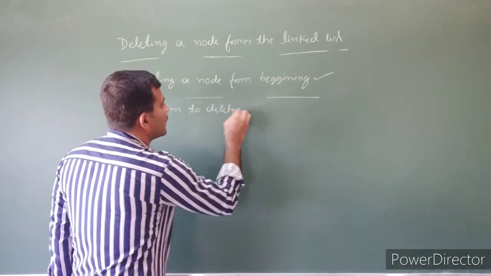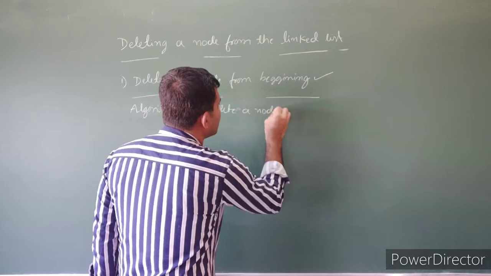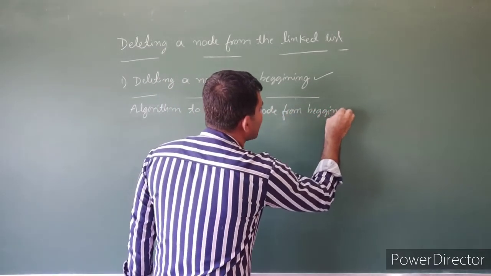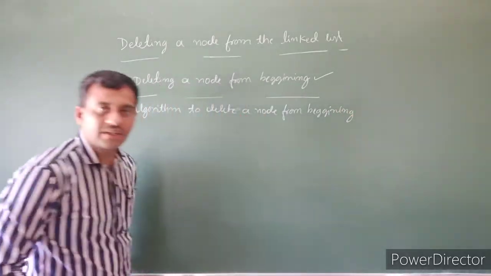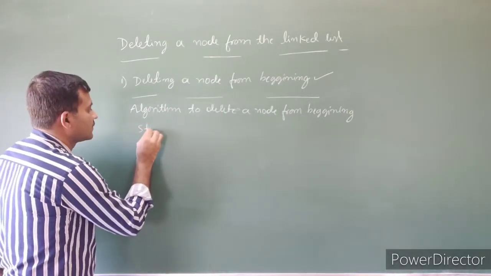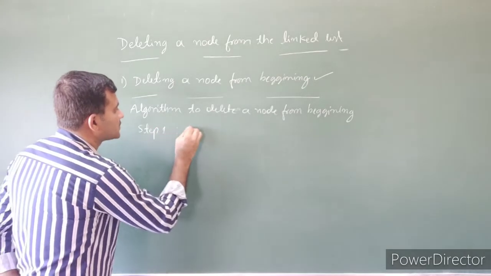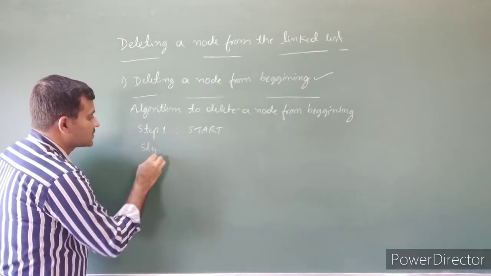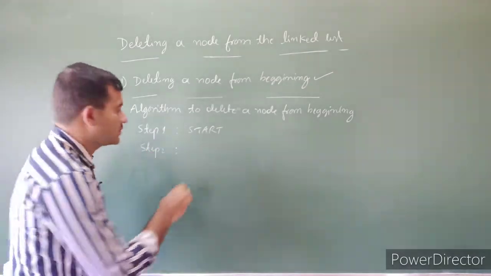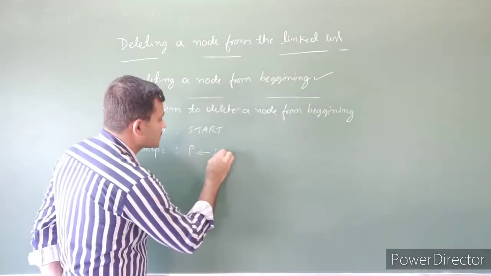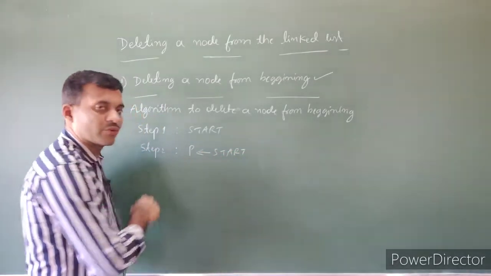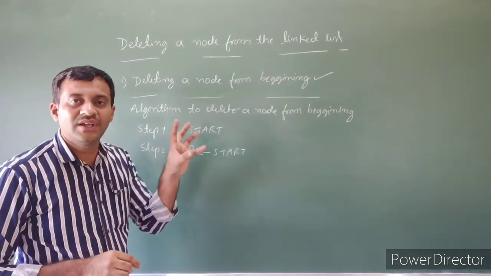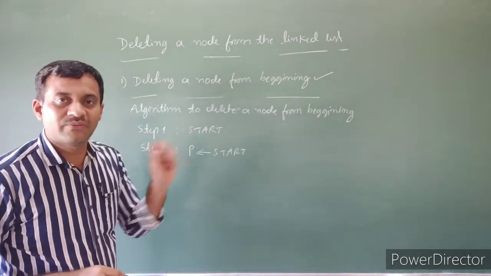To delete a node from the beginning of the linked list. In step 1, start. Here start is a pointer. Next, step 2, p ← start, where p is a temporary node. Assign the address of start to p. So p identifies the first node.